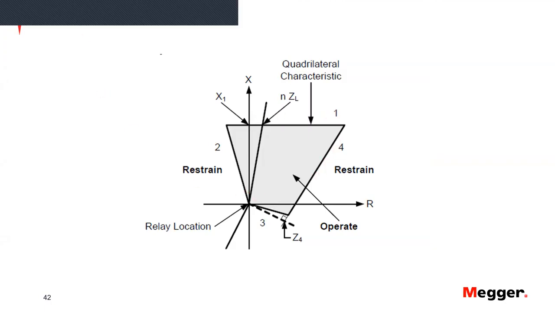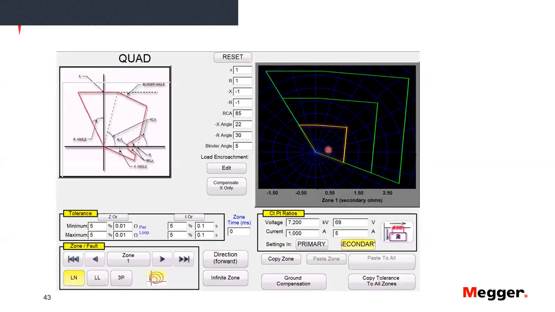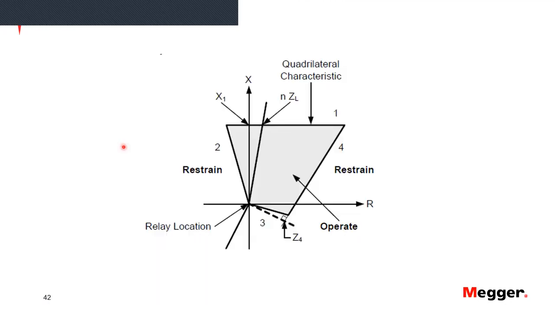Now it's called quadrilateral because it has 4 sides, but you will see later that some quadrilaterals, like this one here, are actually not quadrilaterals anymore. It has more than 4 sides because it includes blinders and whatnot. But typically what you have here is a reactance line over here. That's a maximum reactance reach. And then you have two resistive blinders, and the relay should operate when the fault happens inside and restrain when the fault happens outside. And the origin here is the place where the relay location is.